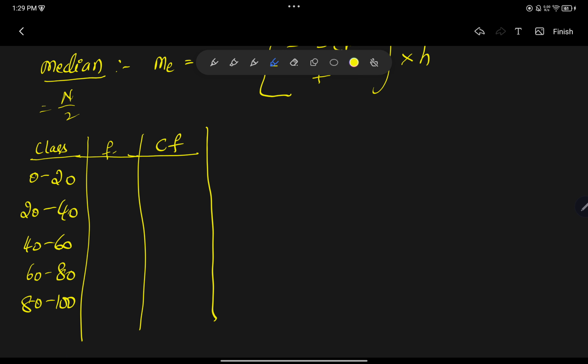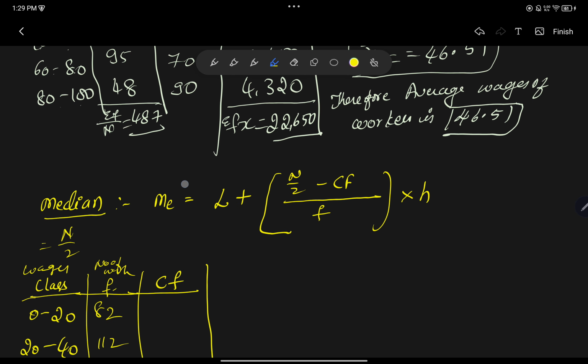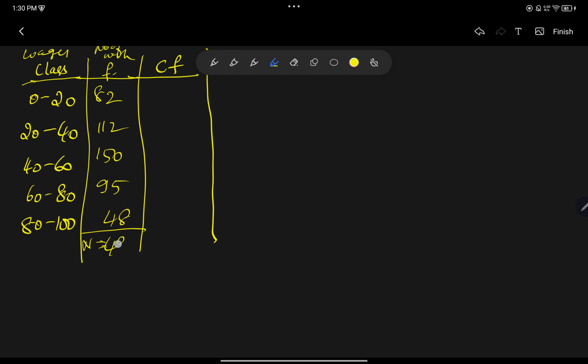to 100. These are the classes, that is wages, which they have given in the question. F, that is the number of workers: 82, 112, 150, 95, 48. The total of this, N, is equal to how much? Already we had got it previously, 487. Summation of F is equal to 487, or N is equal to 487.